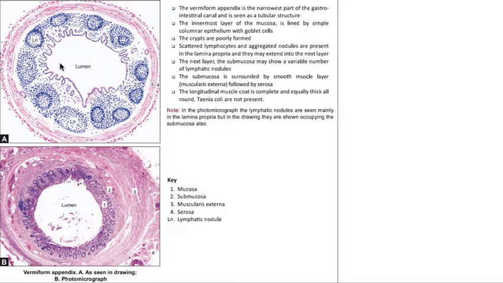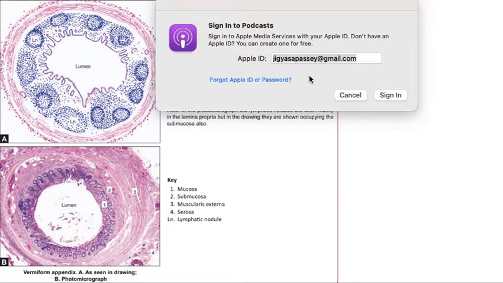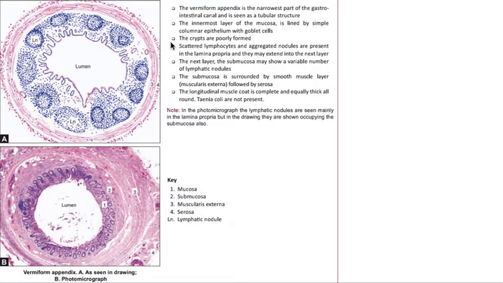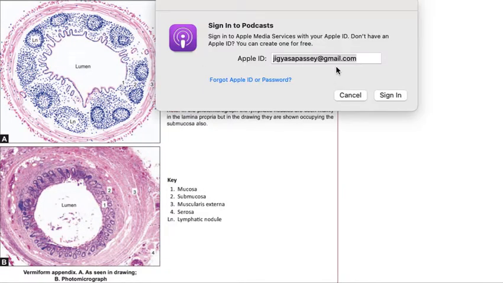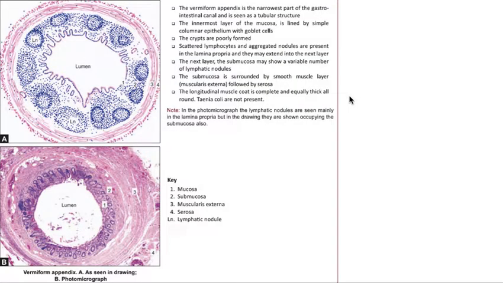Innermost layer of the mucosa lined by a simple columnar epithelium and goblet cells. Crypts are poorly formed. The scattered lymphocytes and aggregated nodules are present in the lamina propria and may extend into the next layer. The next layer, the submucosa, may show variable amount of the lymphatic nodules. The submucosa is surrounded by a smooth muscle layer, the muscularis externa, followed by serosa.